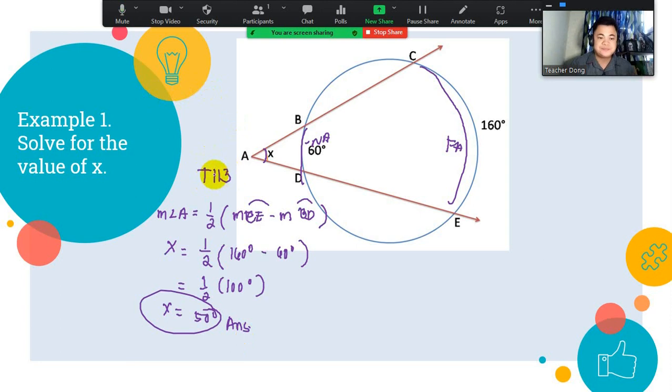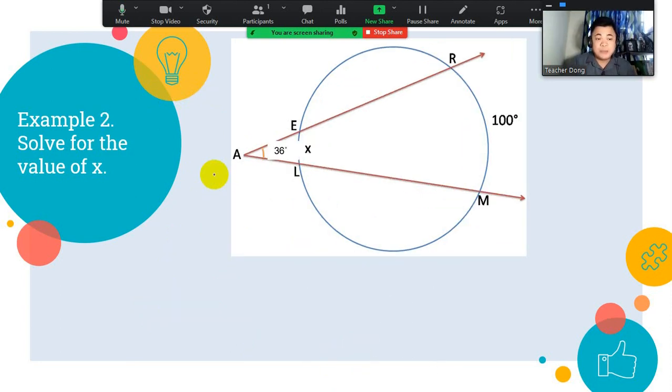Okay, next, let's have example number 2. Solve for the value of x. So x here is not the angle, rather it is the near arc. So the near arc is missing, the far arc is given, and the angle is also given, the angle formed. So the first thing is we have to form our equation.